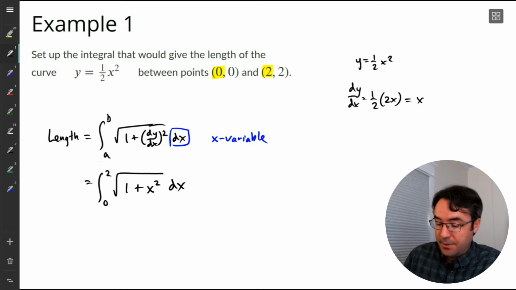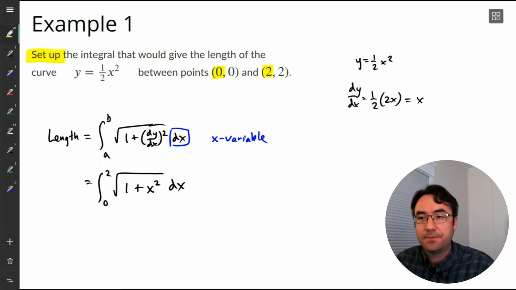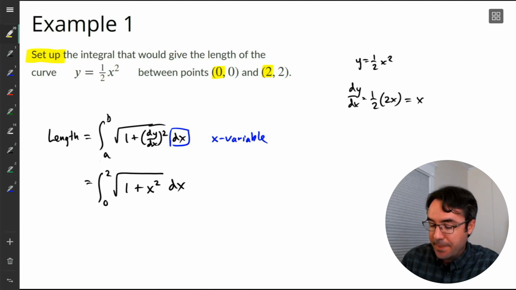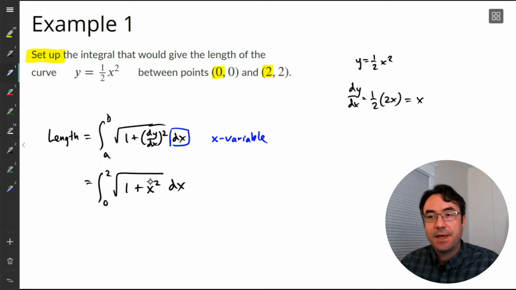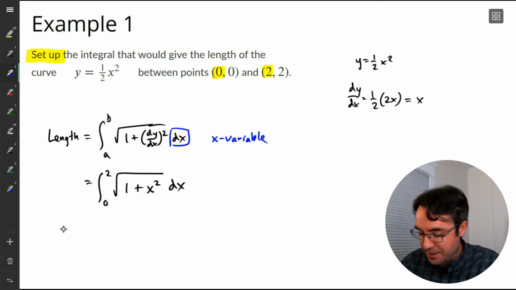All right, so the problem just said to set up the integral. That's our integral all set up, ready to go. If we wanted to keep going with this and actually calculate the arc length, calculate this integral, well, we see a square root, and we see 1 plus our variable squared, 1 plus x squared. So we should be thinking here trig substitution.